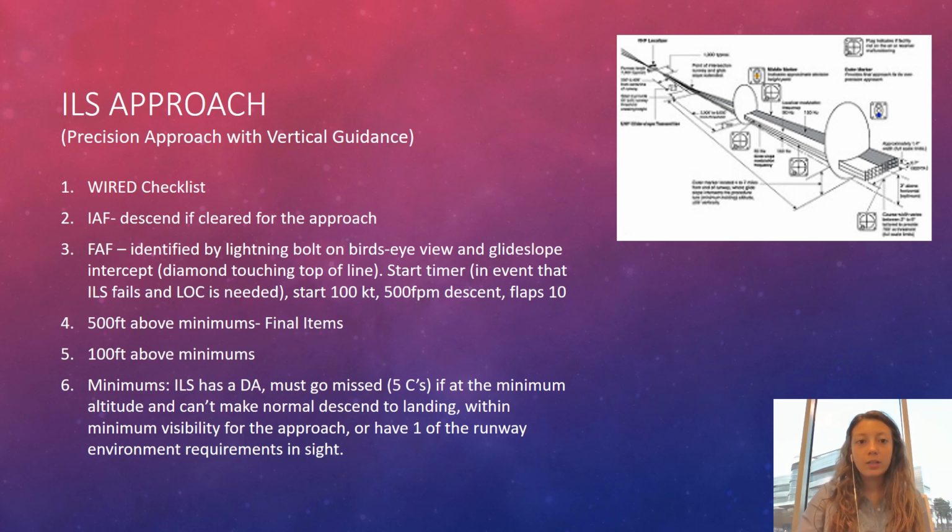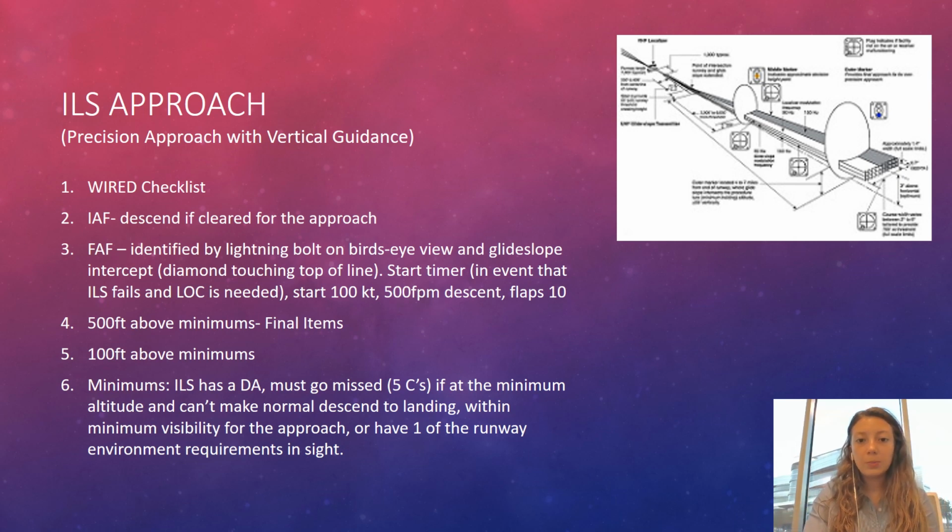So our first one is the ILS approach. It's a precision approach with vertical guidance. So first we have our WIRED checklist. This is required for each of our approaches, so you'll see that as number one. You have to do your weather, instruments, radios, equipment, and descent checklists, and then your en route briefings.